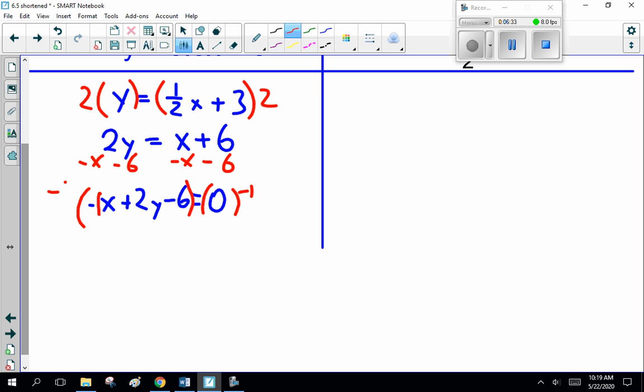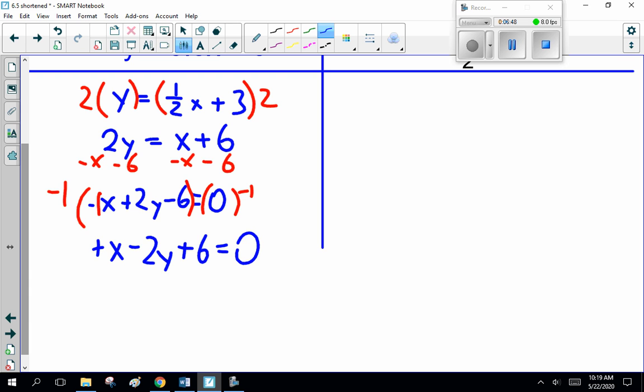Multiply everything by minus 1. So minus 1 times minus x becomes plus x. Minus 2y, minus 1 times minus 6 is plus 6, equals 0. There we go. That's written in general form.